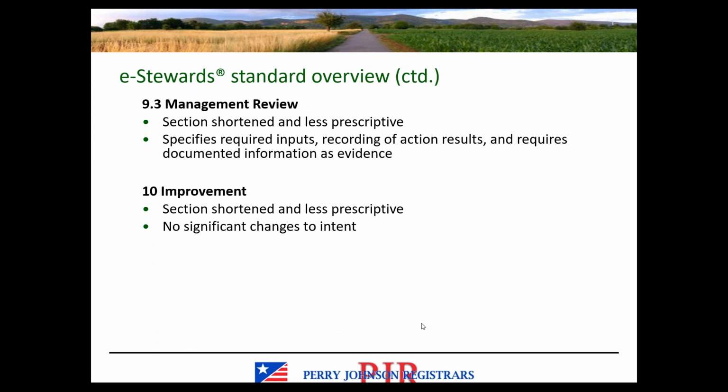9.3 is mostly unchanged. There are, as always, specified inputs and requirements regarding the management review. You'll certainly want to compare version 4 to version 3.1 to make sure any changes are captured within your management review process. You need to record action results as well as maintain documented information as evidence of the management review process. No significant changes regarding improvement.